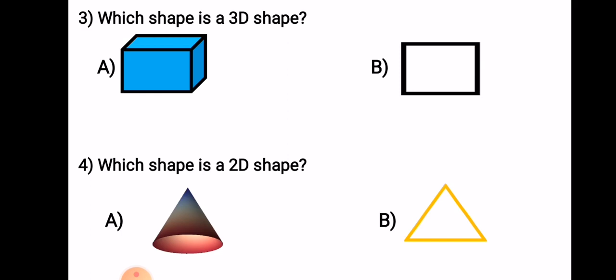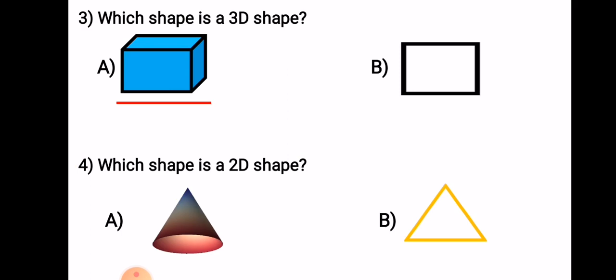Now, can you tell me which shape is a 3D shape? A cube or a square? A cube, because we can hold it with our hands and we can put something inside it if we want.